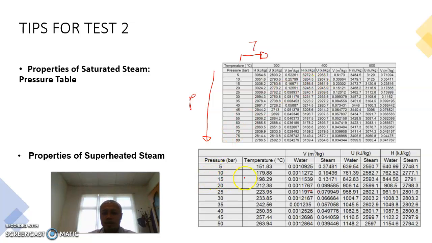For this table, it is almost the same, but we have another kind of table where we have the pressure and the temperature, and then here you have the value of whether you need to find the value of water or steam. You need to look at the question properly. If you need to find the value of water, you look at the water value. This is the specific volume, internal energy, and also enthalpy. The table's name is properties of superheated steam. So this is superheated steam. This is saturated steam.